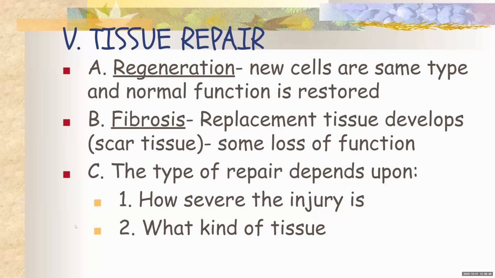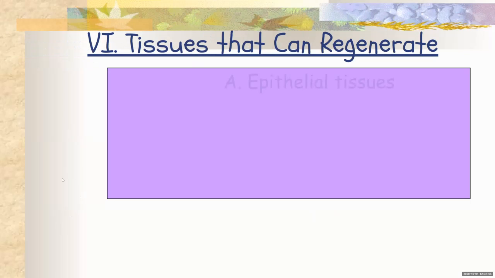But what we're going to do first is we're going to look at tissues that can regenerate, that have the ability, whether you're young or old. And then there are some tissues in the body that will never regenerate. They can't regenerate. Cells in that tissue don't have the ability to go through mitosis. And if you were in my biology class, you remember we talked a little bit about this before. So tissues that can regenerate.